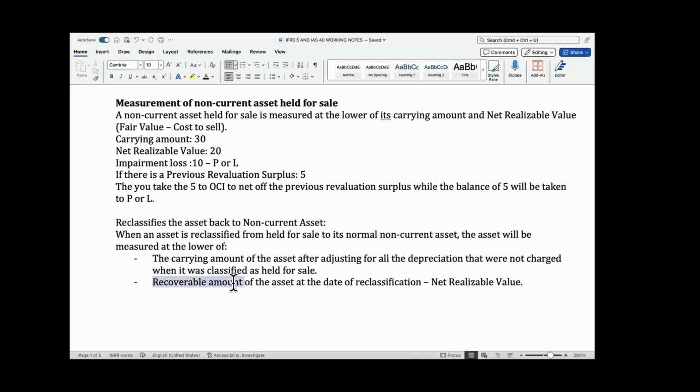And also you compare that with its recoverable amount. All of this is just to ensure there are no loopholes in accounting. Some people can just decide and say they want to reclassify it for whatever reason, just to achieve a purpose. They can do all sorts. People think about a lot. So we are also trying to avoid all of that, which is why all these are coming up.